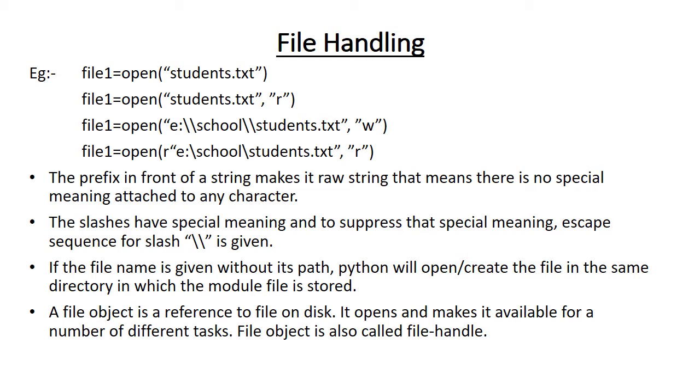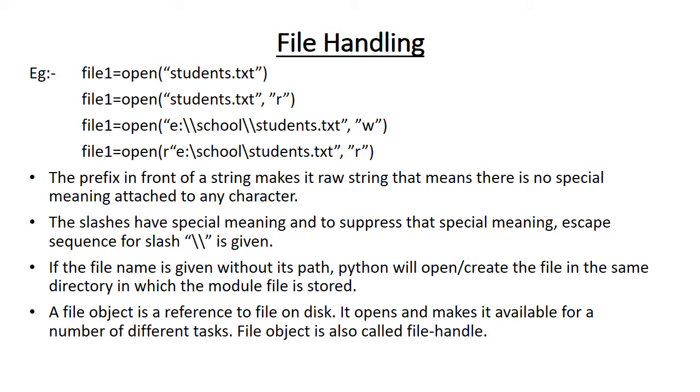For example, the very first one, file1 = open("students.txt"). file1 is a variable name. Any variable name you can give. I gave file1 or f1, whatever it may be. So f1 or file1 equals open students.txt. It gives an instruction to the compiler to open a file called students.txt. And by default, if no mode is specified, it will be in the reading mode. That means read mode, in order to read the data from the file.